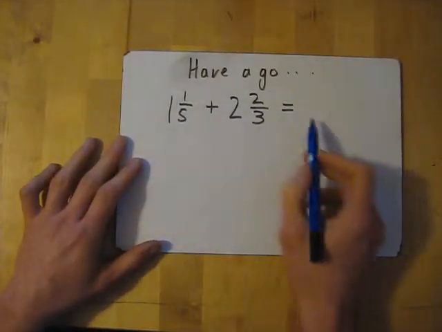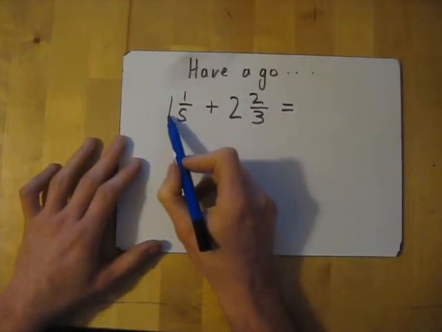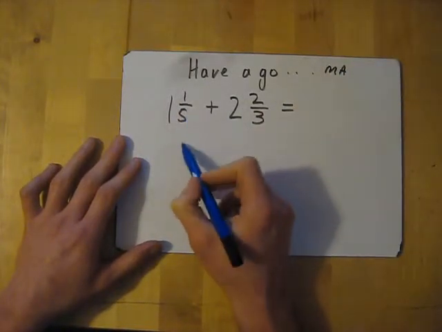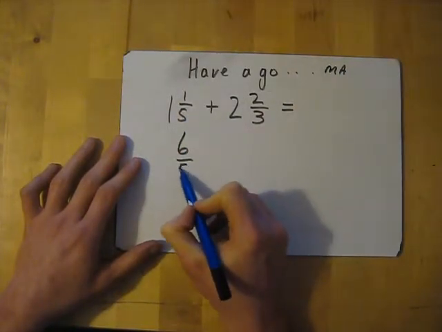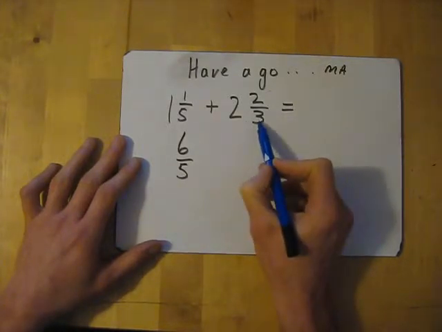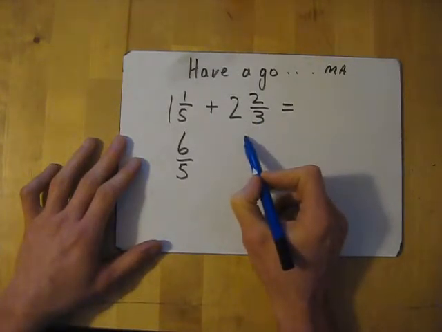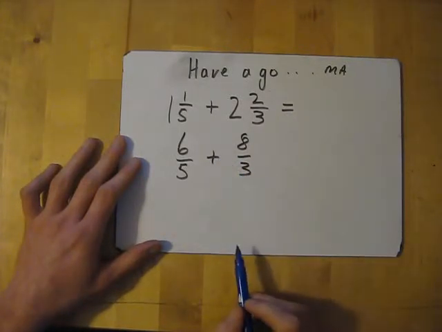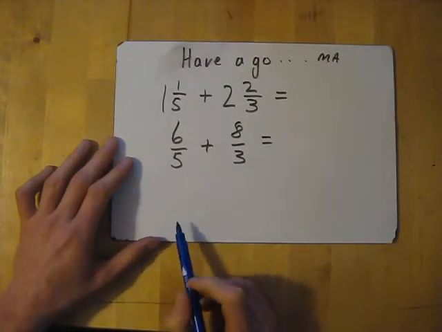Right. Convert it into improper. So multiply, add. Remember ma. 1 times 5 is 5. Add the 1 gives me 6. So 6/5. 2 times 3 is 6. Add the 2 gives me 8. So 8/3. So halfway there. That's the hardest bit probably.